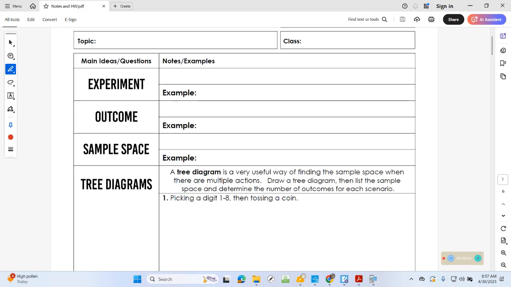We always have a lot of vocabulary. So let's start with what is an experiment? An action, or trial, with varying results.